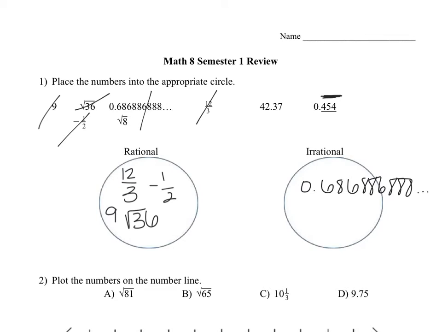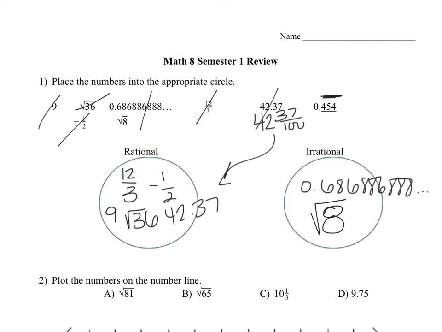What we have next is the decimal. That is 42 and 37 hundredths. I could write that as 42 and 37 hundredths. So absolutely, it hangs out in the rational category. And finally, let's not forget we have this little guy left. Square root of 8. There is no whole number times itself that is 8. So square root of 8 is irrational.